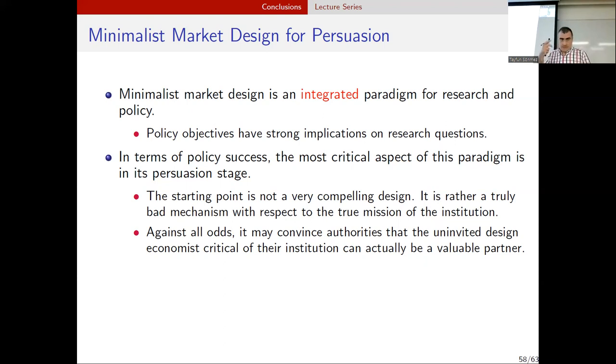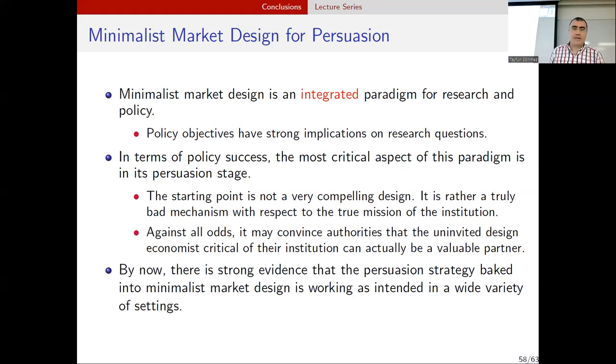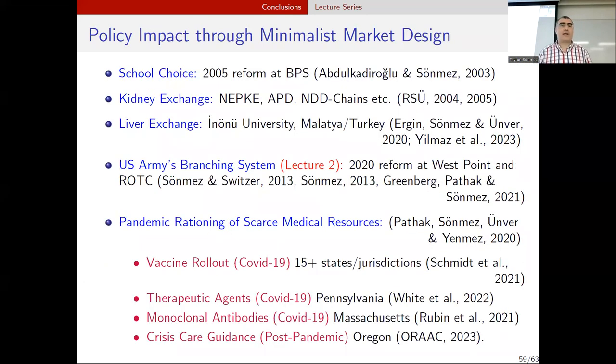Against all odds, we may be able to convince authorities that the uninvited design economist critical of their institution can actually be a valuable partner with this methodology. And by now, there is fairly strong evidence that the strategy is working. If you look at policy impact, there is policy impact in school choice, in kidney exchange, liver exchange, the US Army's branching system, and pandemic rationing of scarce medical resources for vaccines, therapies, monoclonal antibodies, and now for broader clinical care guidance. Oregon is suggesting adopting it for all crises, not necessarily just pandemics, also other disaster situations.